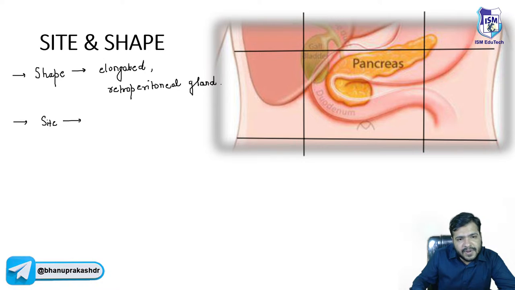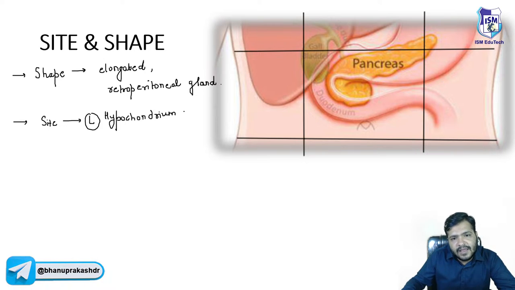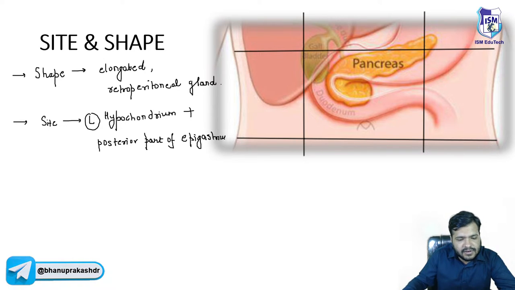Now, the site, beta, it is the left hypochondrium. Don't look at this image, I will show you another image for this particular site. So remember, it is the left hypochondrium plus we have the posterior part of the epigastrium.